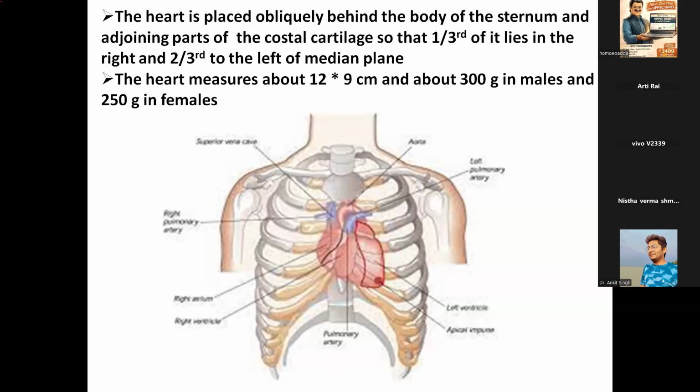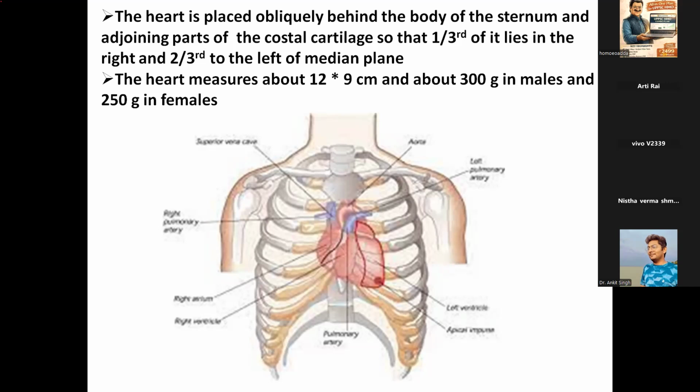As you know, the sternum has three parts. Right. A xiphoid process, a body, and the manubrium sterni, right? So as you can see, over here there is a manubrium part, followed by the body, and lastly the xiphoid process. So it is present behind the body of the sternum and the adjoining part of the costal cartilage. Now what is costal cartilage? Costal cartilage is the cartilage which connects ribs to the sternum, right?